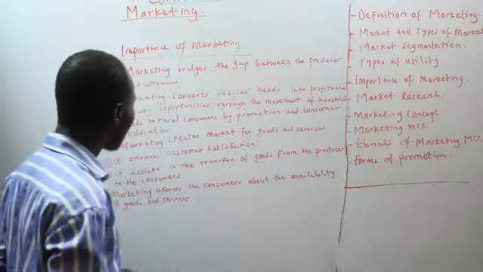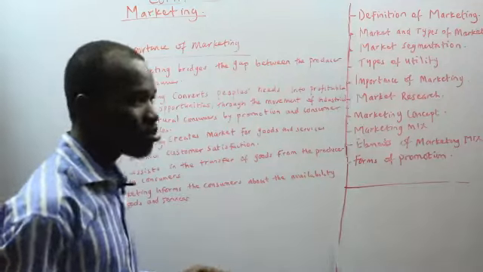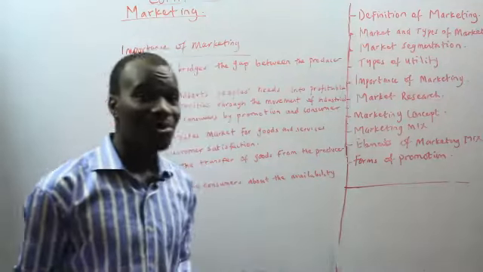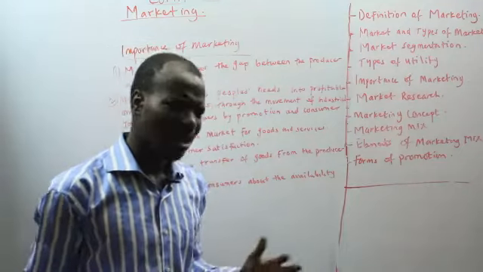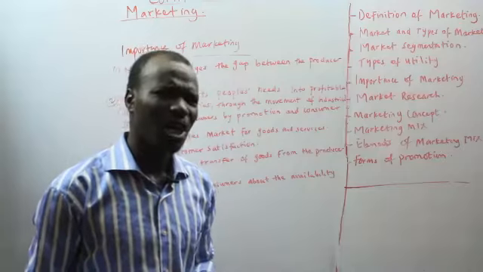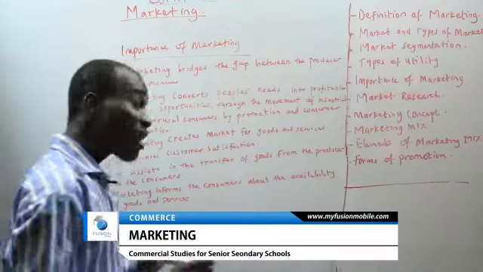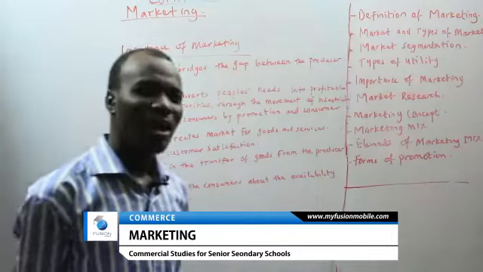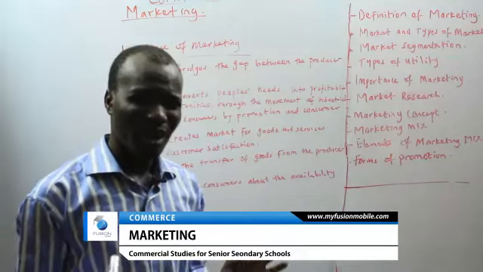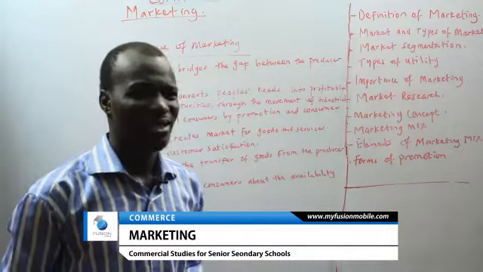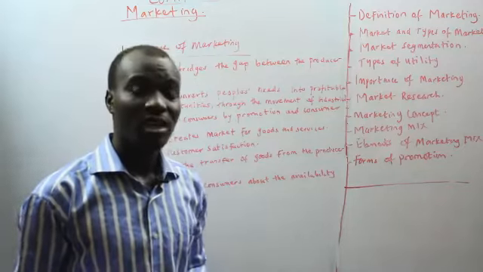Now the next one we have is that marketing creates a market for goods and services. So it helps in the creation of a market for goods and services, and an effective market rather. It also ensures customer satisfaction. That is the major point of marketing: it satisfies the needs of the consumer.